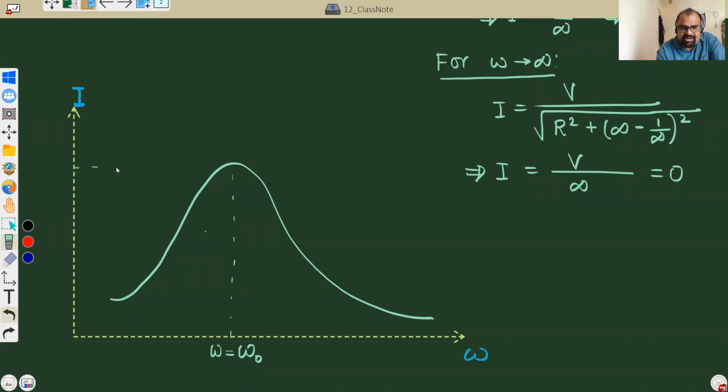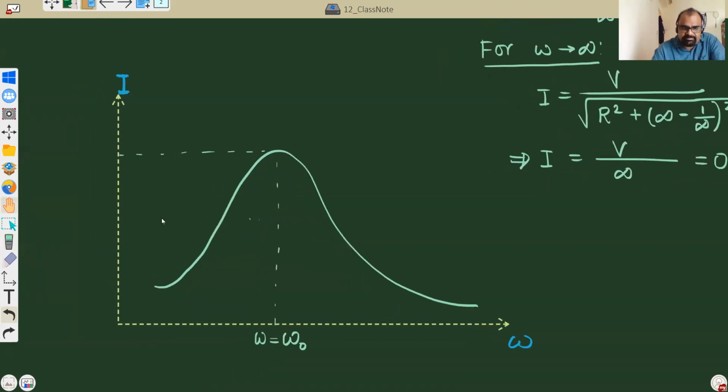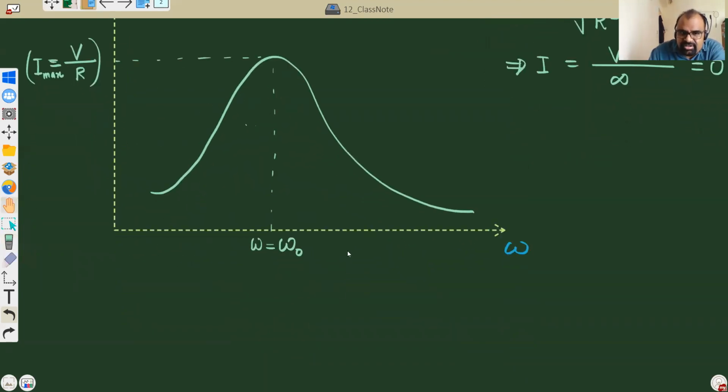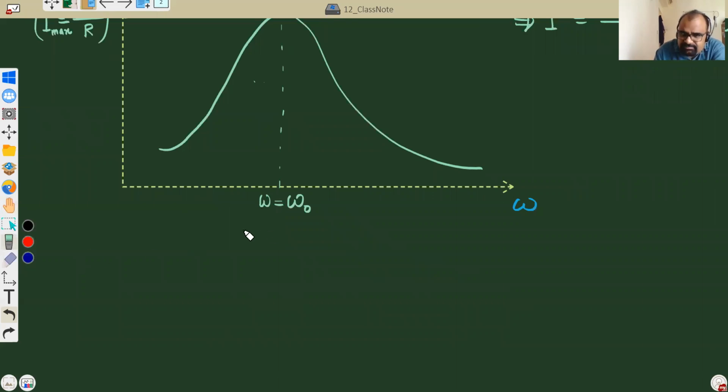And how much will that maximum current be? Normally current is V by Z, but here Z has become R. So this is the max current. So this is how your graph will look. Which graph? This is the I versus omega graph. I will write this part.